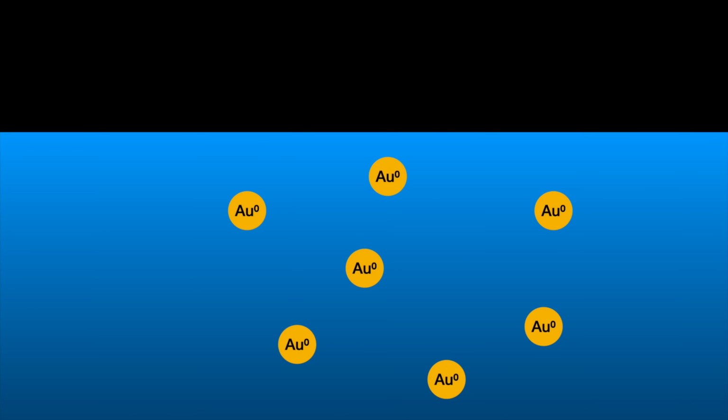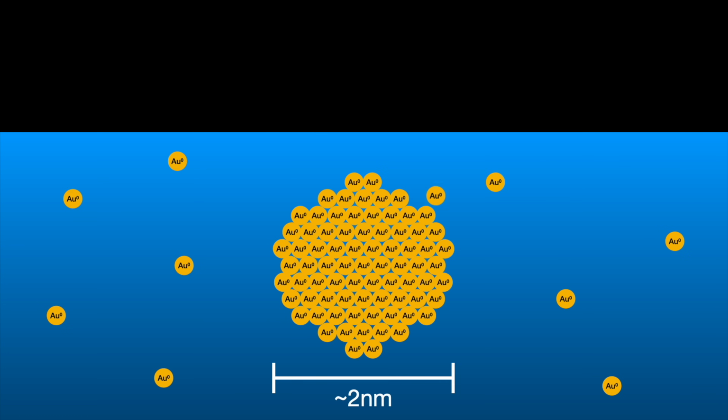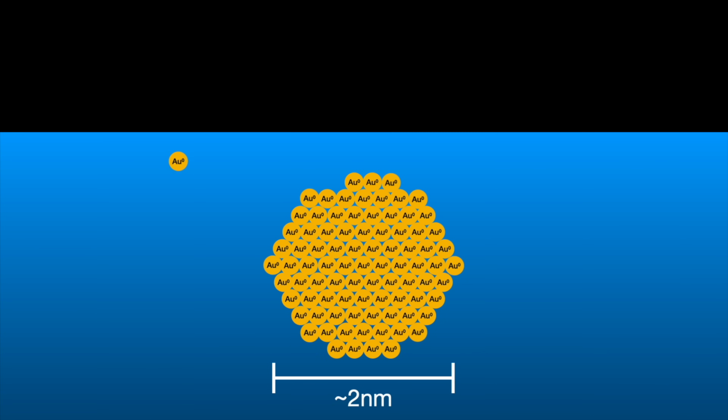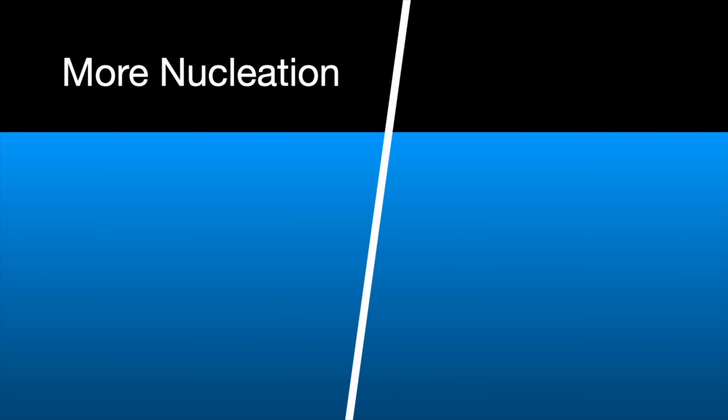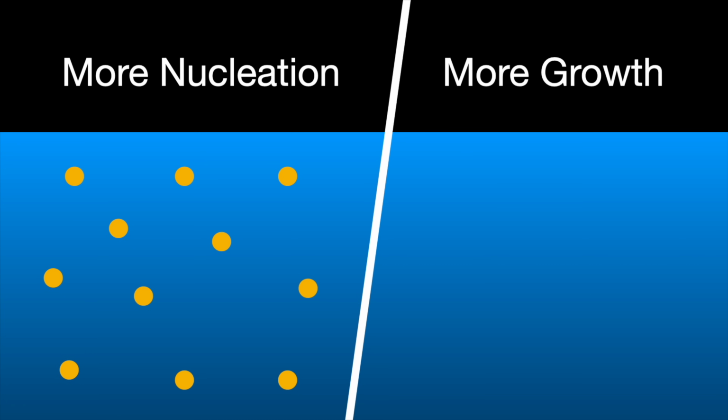The big question is this: for any newly created atoms of gold, do they undergo nucleation, forming a new particle, or do they attach themselves to an existing particle and undergo growth? If the rate of nucleation is high, then most of the gold will go into forming new particles, and the average particle size will be small. But if the rate of nucleation is low, then most of the gold will go into growing existing particles, and the average particle size will be large.